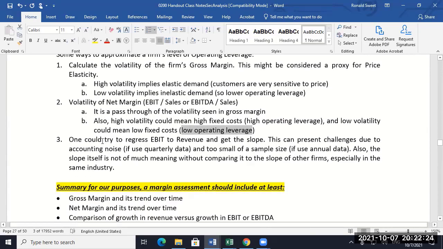Some of y'all have seen that spreadsheet I create where we actually calculate standard deviations of gross and net margin. So you're going to have that. I've already done that work for you. So you'll see that versus the overall market.